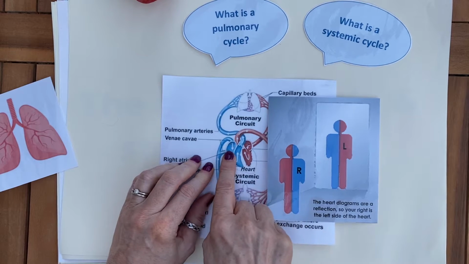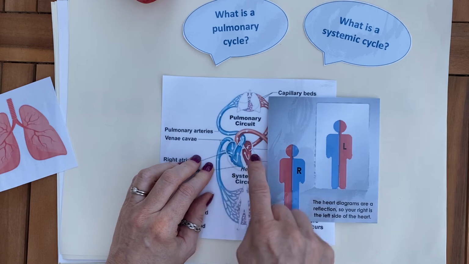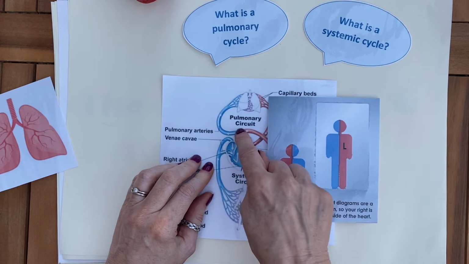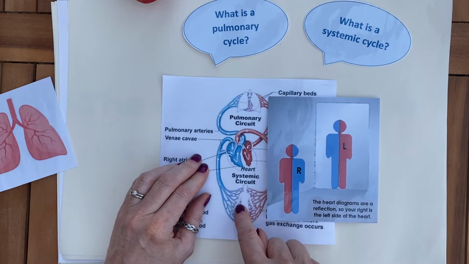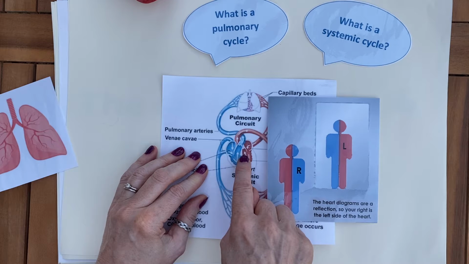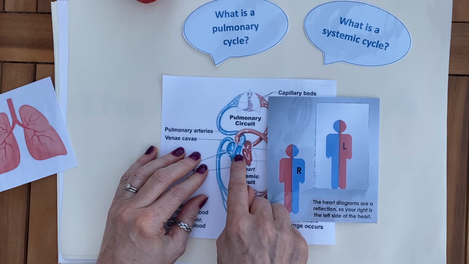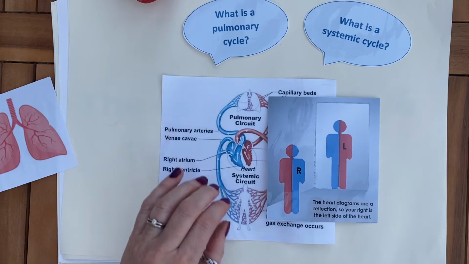Okay, and this is the right-hand side of the heart. So we'll look at that in a bit more detail. The force of the blood coming from the left-hand side is a lot more under pressure because it's got to take it to the rest of the body, than the pressure of the blood coming from the right-hand side going up to the lungs to collect that blood.